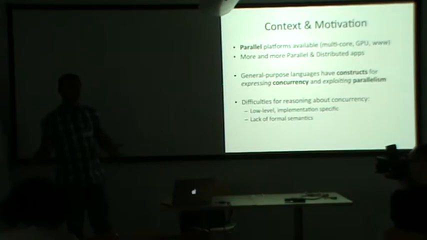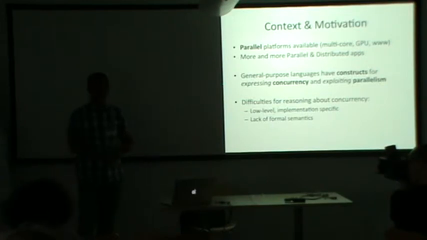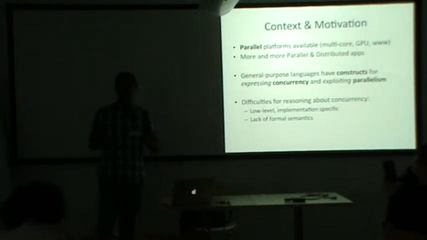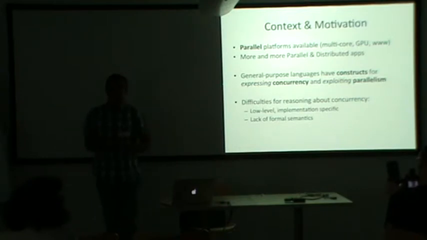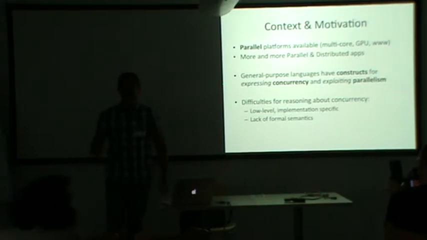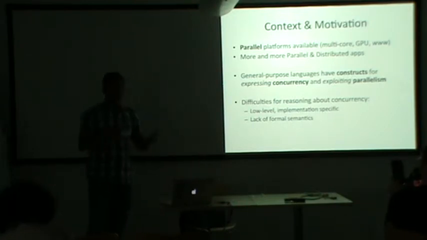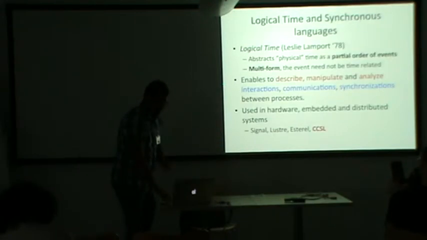So as I said, most of the general purpose programming languages include support for specifying concurrency and sometimes for exploiting the parallelism of the underlying platform. The problem is that most of the time it is difficult to reason about these concurrent programs because the implementation is low level. These primitives are low level, and most of the time they lack some formal specifications, formal semantics. So if you want to analyze a multi-threaded application, you are doomed.